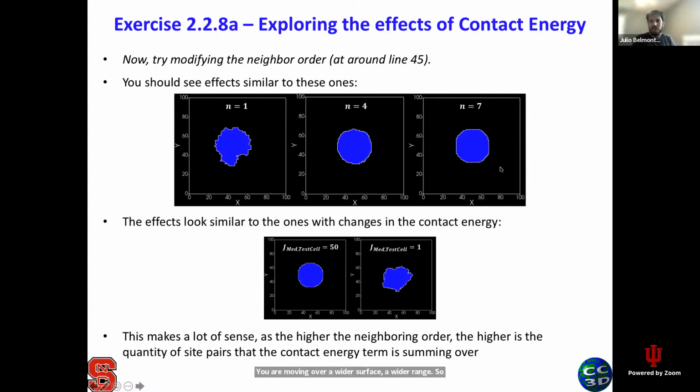While if you make a neighbor order of 1 or 2, each lattice site only sees the immediate lattice sites, so you don't have the smoothing effect anymore. The other thing that's happening is that when you sum over a neighbor order of 1, you're at most making 4 summations, while when you make a neighbor order of 7, you're summing over more lattice sites. So the weight of the contact energy is much higher when you have a higher neighboring order than when you have a low neighboring order.